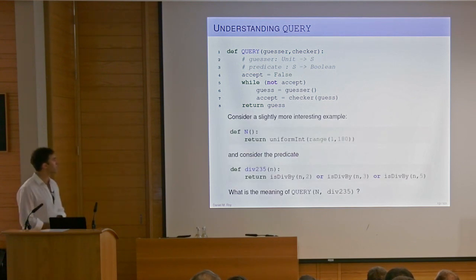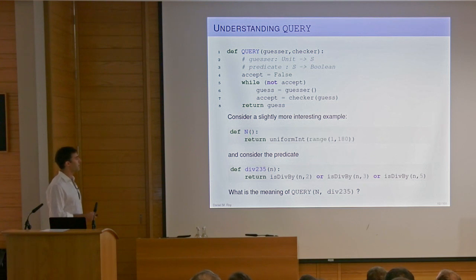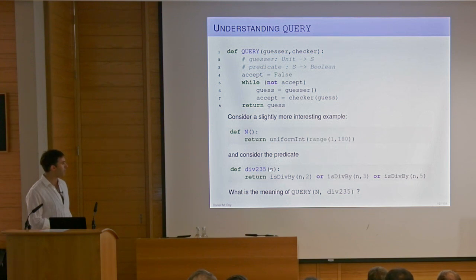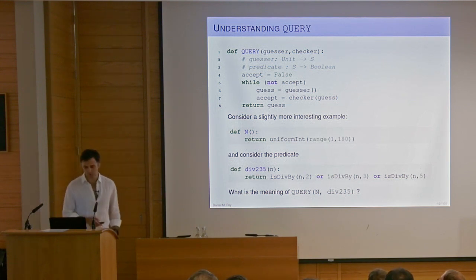So this is a slightly more interesting one. I have a procedure N, no argument, so this looks like a guesser in terms of its type. And this is going to sample a uniform integer in the range 1 to 180. Or maybe it's 1 to 179. I can never remember with Python. Let's assume it's 180. And then I'm going to consider the predicate div 235, which, given an integer, reports back whether it's divisible by 2 and 3 and 5. I meant to say and. All right, so let's assume that's and.